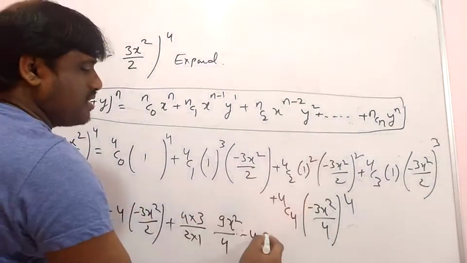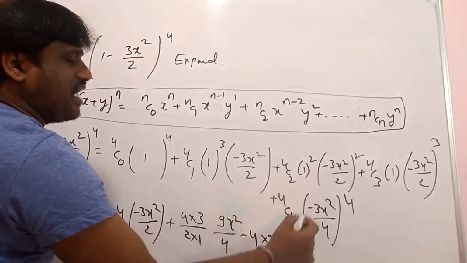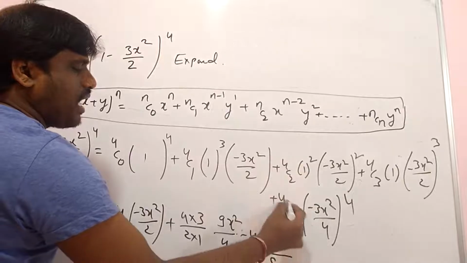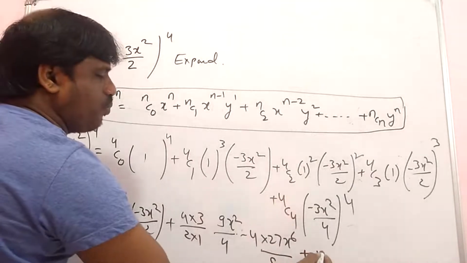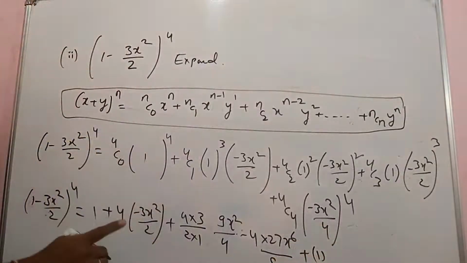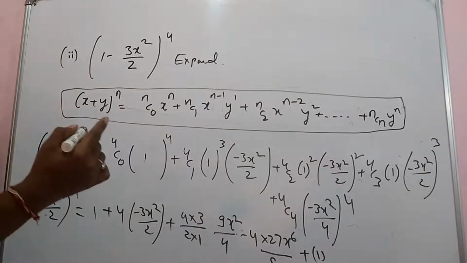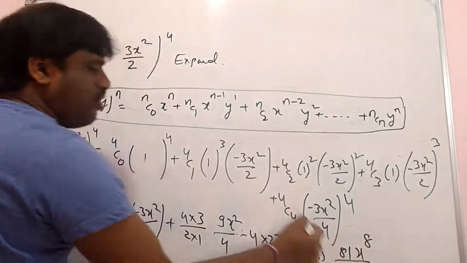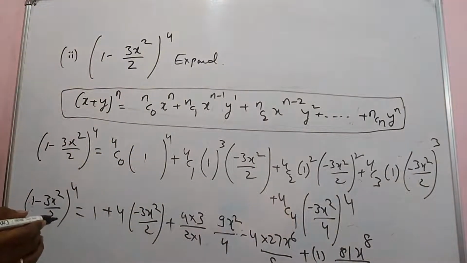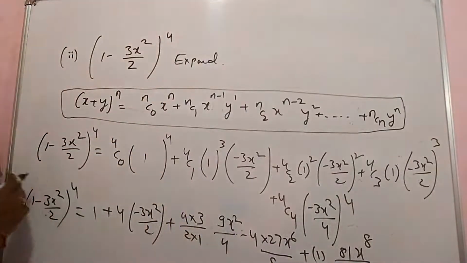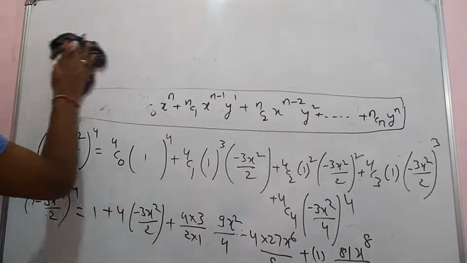So (-3)³ is 27, and x⁶ divided by 2³ is 8, and plus 4C4 value 1. And here 3⁴: 3 3s are 9, 9 3s are 27, 27 3s are 81. 81 x⁸ divided by 4⁴: 4 4s are 16, 16 4s are 64, 64 4s are 256. 256 you get. So this is what you are going to get.